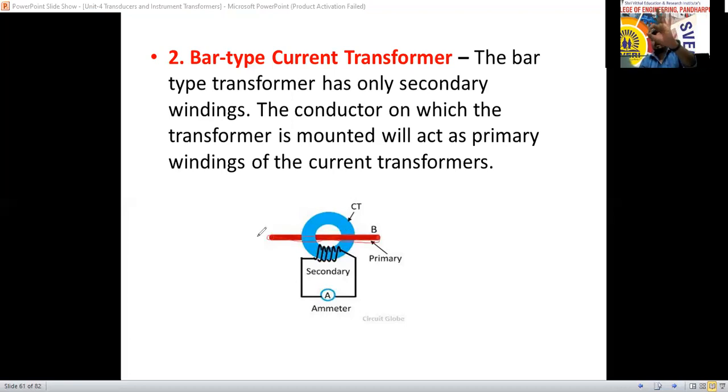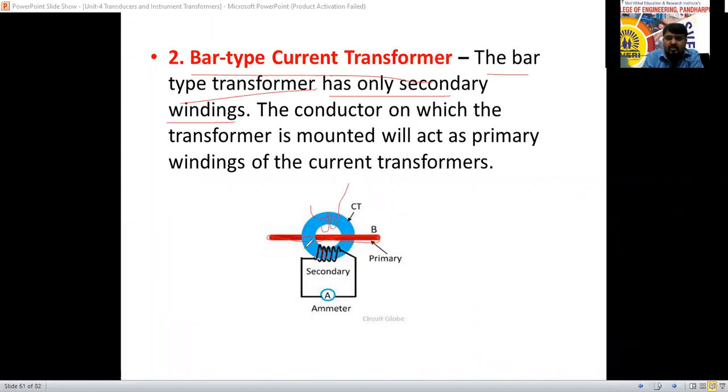See here, it is like this. The transformer is there, and we use this pen as the primary winding. This is the bar type, so for that reason the name came as bar type current transformer. Once again, I will read: the bar type transformer has only a secondary winding. See here, I have made only the secondary winding. Is there any primary winding I have made like this?